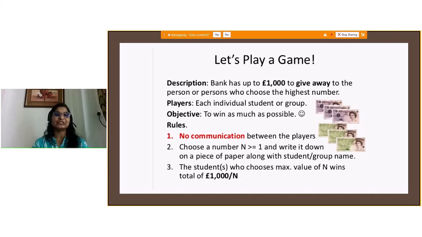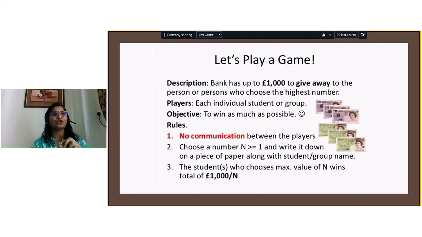Let me assume that I'm having $1,000 with me. This is a game which is normally given by the game theorists to understand game theory in the simplest way, so I'm taking the same example from them. I'm having $1,000 with me, and I'm asking this group of people, 20 people in our session today, to quote a number which is greater than or equal to 1. You just have to write it on your own without discussing with anybody. And whoever is quoting the highest number is going to get 1,000 divided by the number which they have quoted.